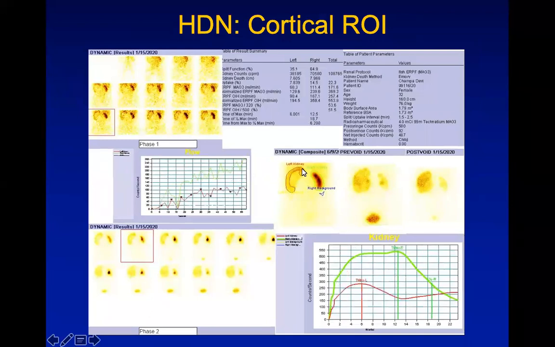If you draw only the cortex, now remember, this is a hydronephrotic kidney, it will gradually accumulate tracer in the renal pelvis, which is not actually a functioning part. It is the cortex which is going to pick up the tracer. So if you draw cortical ROIs on both sides, now the function is 35% on the left and 65% on the right, and see the change in the renogram curve. This is the previous one, this is the present one.